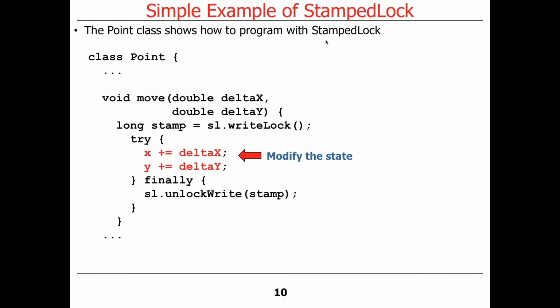The X and Y fields are set to the new values that are passed in, so we're moving it. And then finally, we go ahead and release the lock. So nothing too complicated here. This is just sort of classic mutual exclusion. If that's all stamped lock did, then you might as well just use reentrant lock, or even a synchronized statement for that matter. So there's nothing really interesting here.